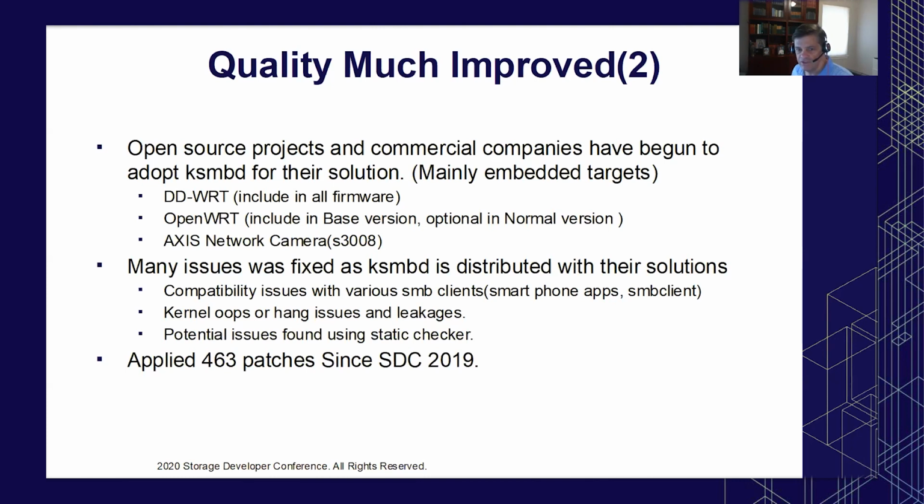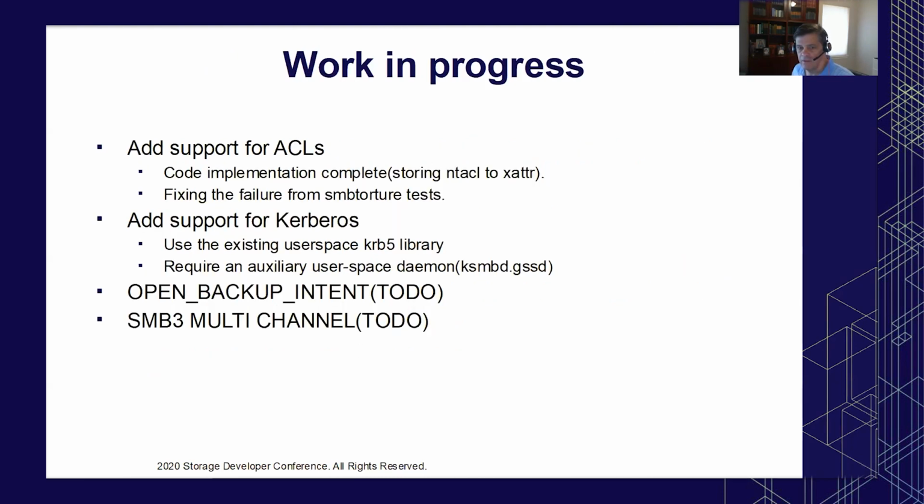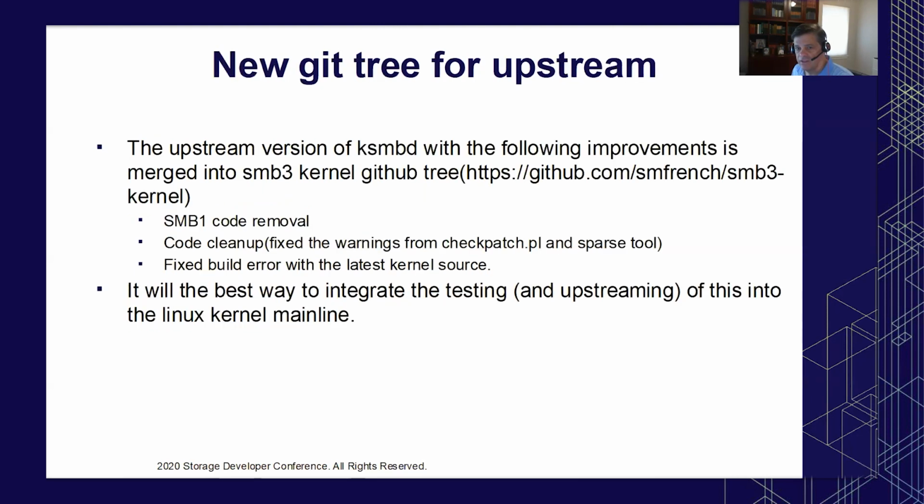Here are some examples I list on the slide, like OpenWRT. And many issues have been fixed as a result of ksmbd being distributed more broadly. And the activity is pretty strong on it. So some of the things being worked on in progress are support for ACLs, adding support for Kerberos, multichannel, adding support for backup intent flags. It's an exciting time.